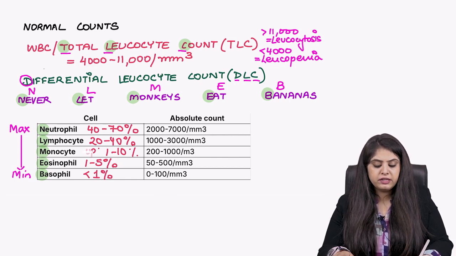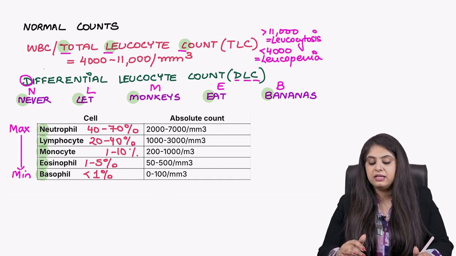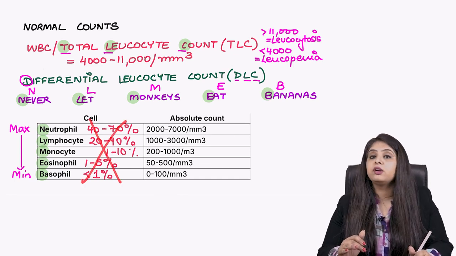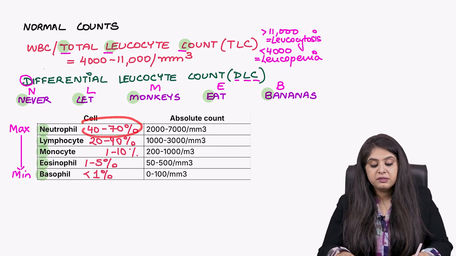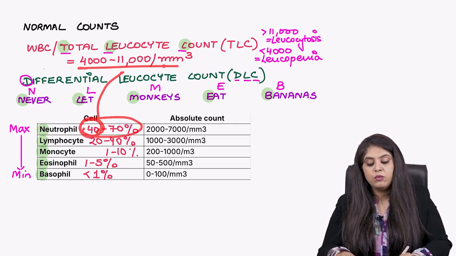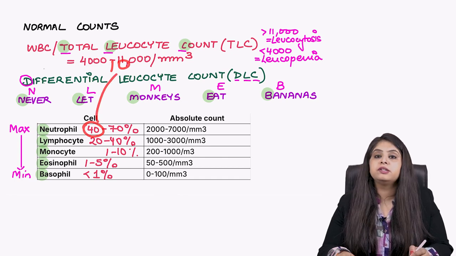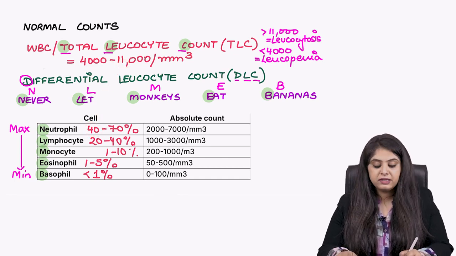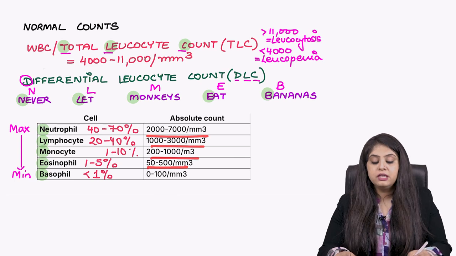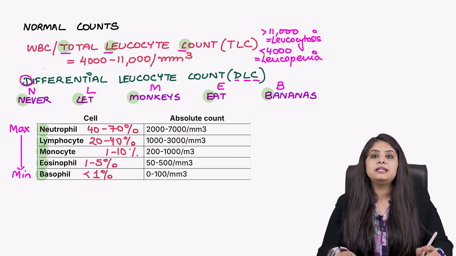Mostly students have learnt it in the form of these percentages. I believe knowing percentages is not enough. If I say 40%, I'm saying 40% of how much? 40% of the total count. Let's assume the total count is 10,000. So if I'm saying 40%, I'm trying to say that, oh, it is 4,000. So it's better that you learn the absolute counts. So that is what will give you more clarity in the exam also.